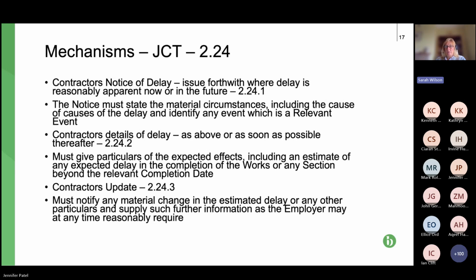Also, 2.24.3, there's an obligation on the contractor to update the above. So I would suggest, if that's your responsibility, you should probably be diarising that monthly to keep updating. So if we can have the next slide, please.